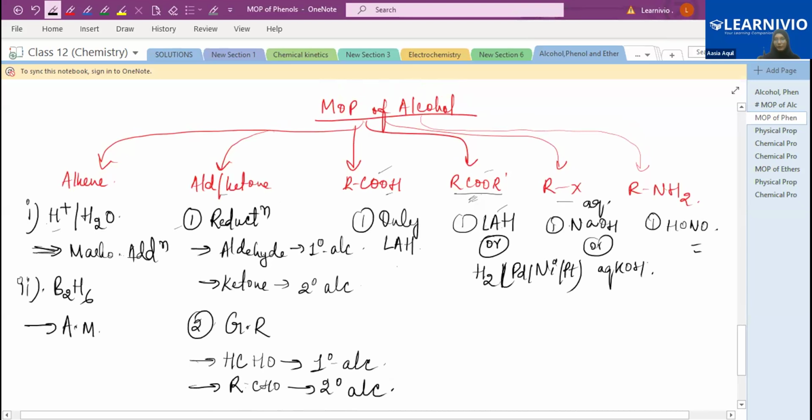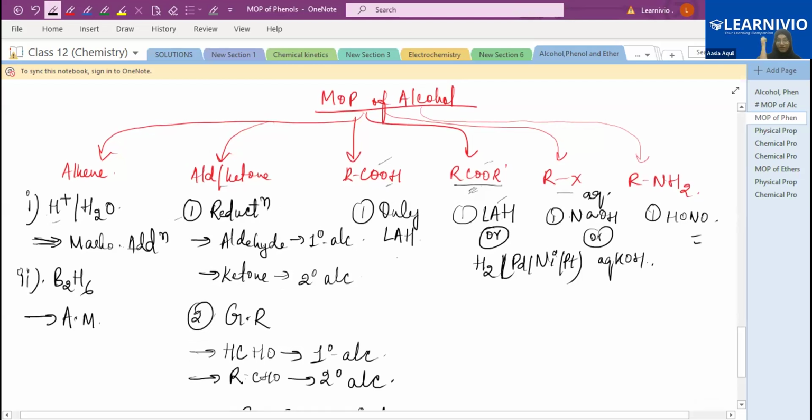So this is the summary of what we have done in the previous classes, and it is very important: methods of preparation of alcohol, mechanism, reactions, examples, each and everything. Just revise thoroughly, revise as much as you can, and practice more questions from NCERT and previous year questions, so it will be more clear. Whatever questions come, just use the concept.